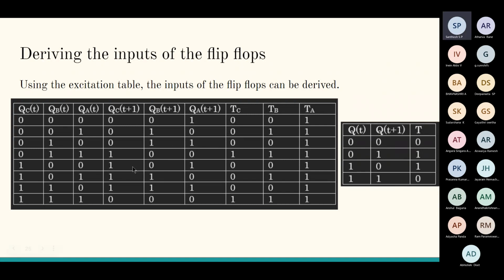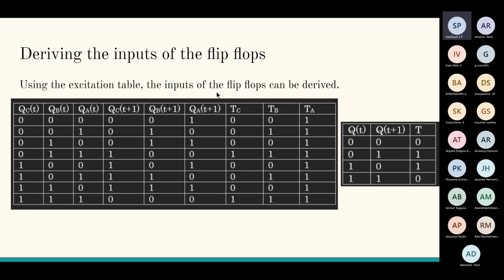This is the same as the previous table, but I have added 3 more columns. We can see these columns: TC represents the input to flip-flop C, TB represents the input to flip-flop B, and TA represents the input to the flip-flop named A.